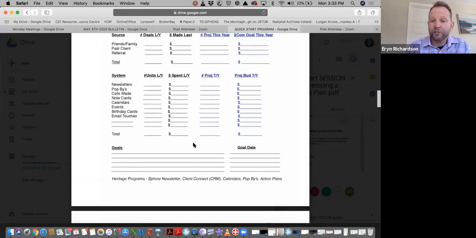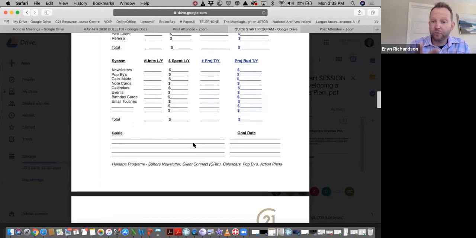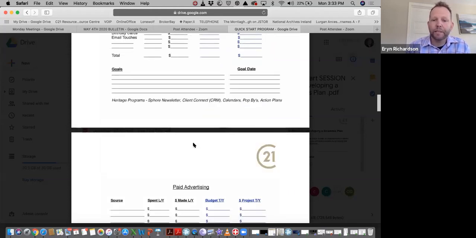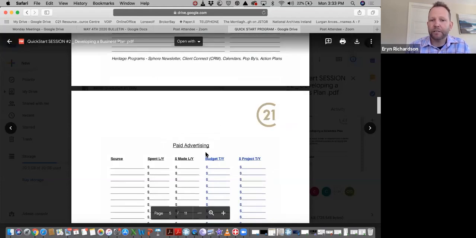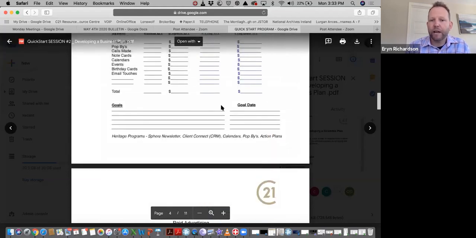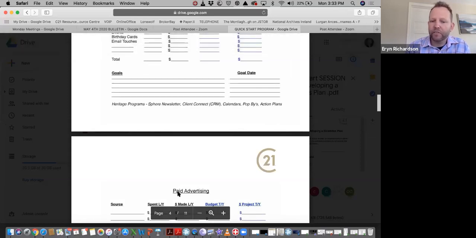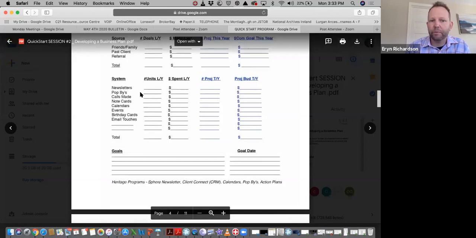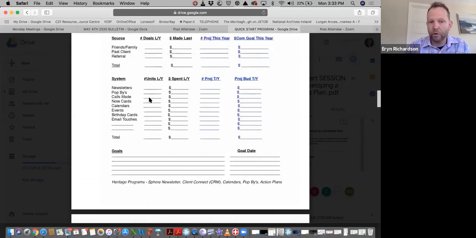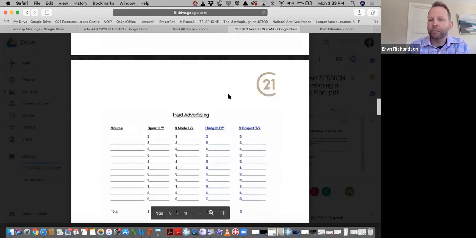Right? Or with your manager in this case, your managers will do this with you at any point in time, or review it with you. The paid advertising we don't get into until this is done, because if you don't have a foundation, you're not building anything on top of it. It's falling apart if you don't have a CRM set up, newsletters set up, pop-bys going, you're going out doing them, calls being made. If you're not doing that stuff, you can pay all you want.